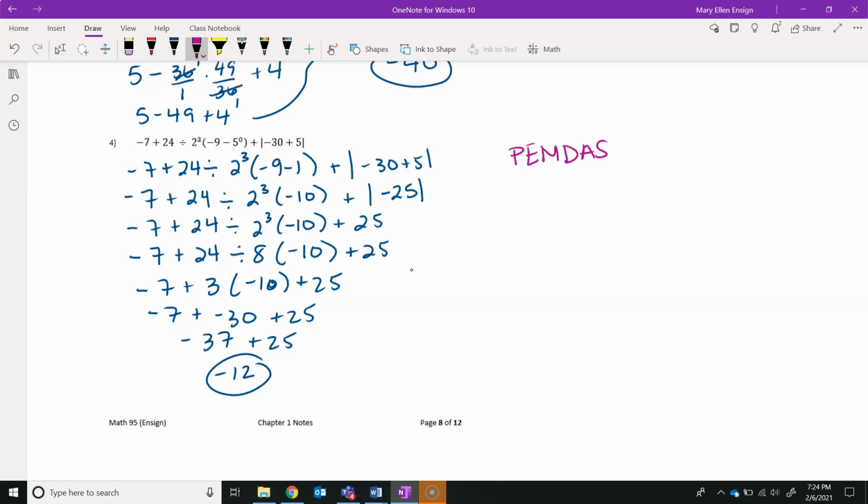Now here, it's very tempting to want to multiply this first, because the 8 and the negative 10 are kind of cozy with their parentheses, right? But we have to remember that order. Multiplication and division happens left to right. So I actually am going to do this division next. So 24 divided by 8 is 3. And then in the next step I can multiply, and then I add from the left to the right, negative 7 plus negative 30, and then add the 25.